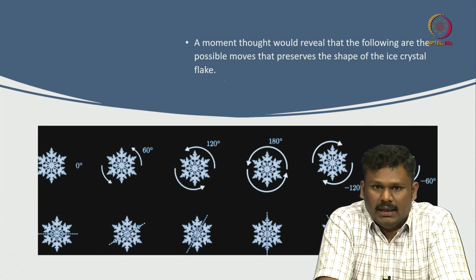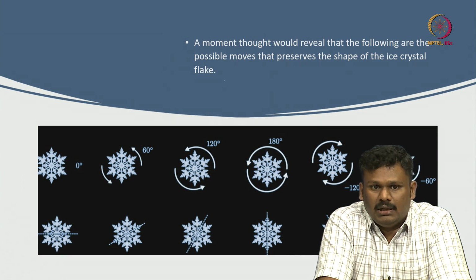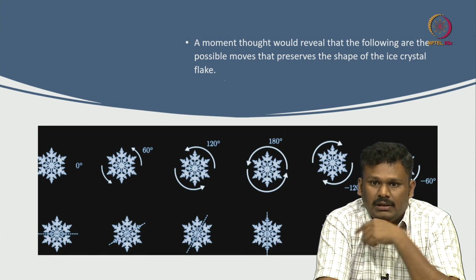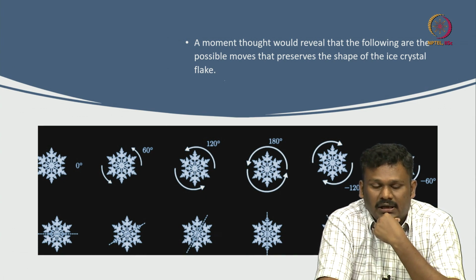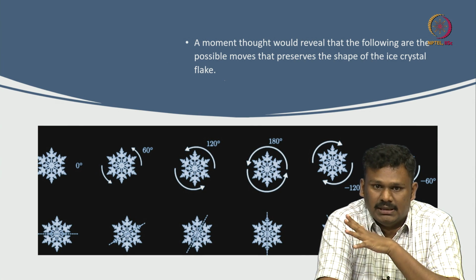Once you understand this abstraction, we consider only the possible moves that leave this ice crystal flake invariant. Take two moves, call them M1 and M2. You first apply M2 and then apply M1. M2 leaves it invariant and M1 leaves it invariant, so applying them consecutively also leaves it invariant. So, M1 M2 is again a move that leaves this ice crystal flake invariant.